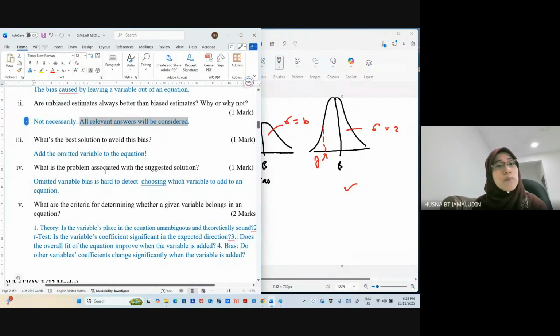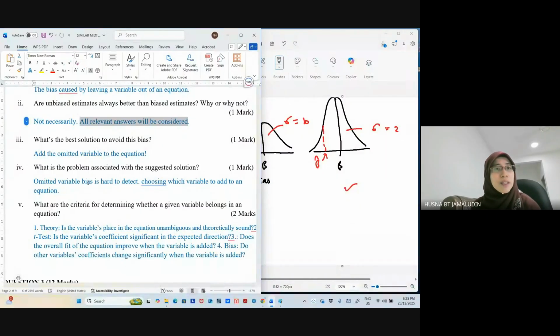So what is the problem associated with the suggested solution? Your solution is adding the omitted one, but what's the problem? Omitted variable bias is normally hard to detect. Sometimes you don't even know the variable is omitted. If you know that the variable is relevant, you will put it in the equation. But the fact that you didn't put it in the equation means that you don't even know that it is the relevant variable. That's why you omitted it, right?